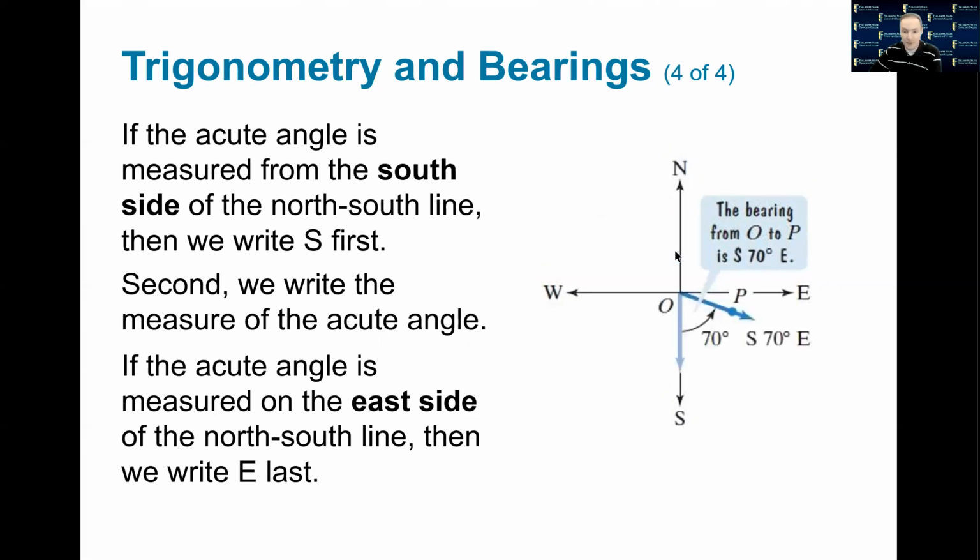Now, if I wanted to go my main direction in a southerly direction, I could say, well, all right, then I would start this bearing with the south direction. But then how many degrees east or west of south is it? Well, this one is 70 degrees east of south. I would write it as south, 70 degrees east. Personally, I would read it as 70 degrees east of south.